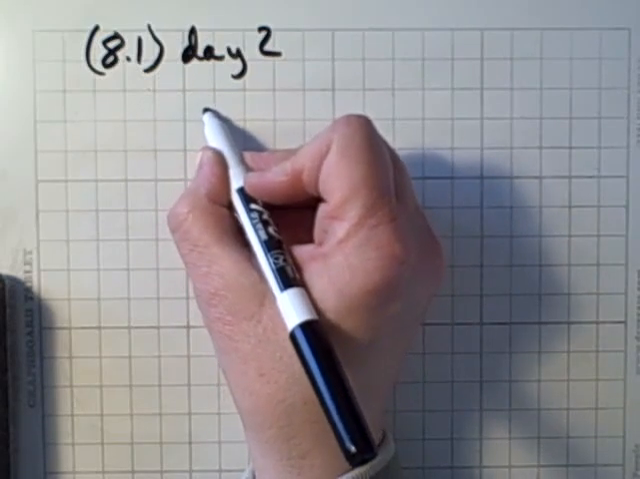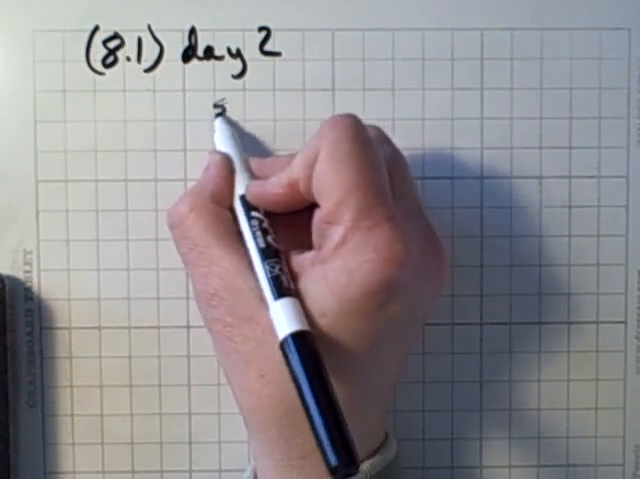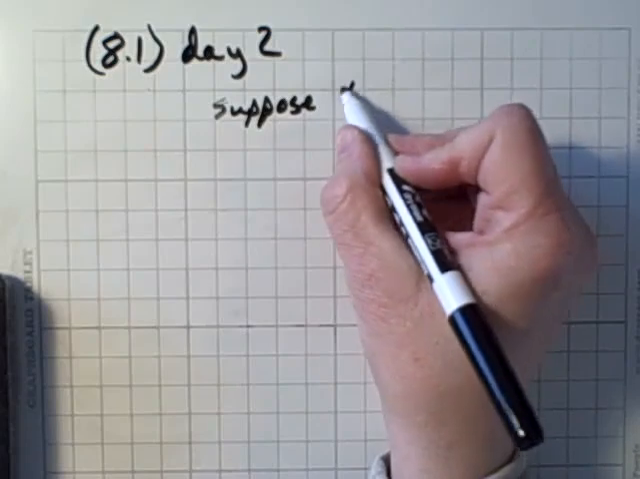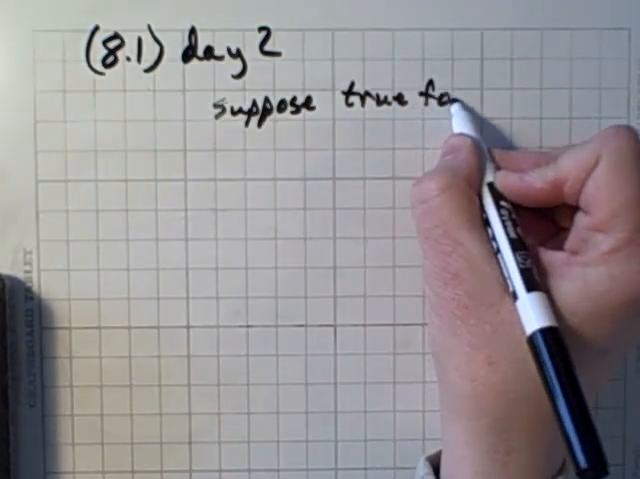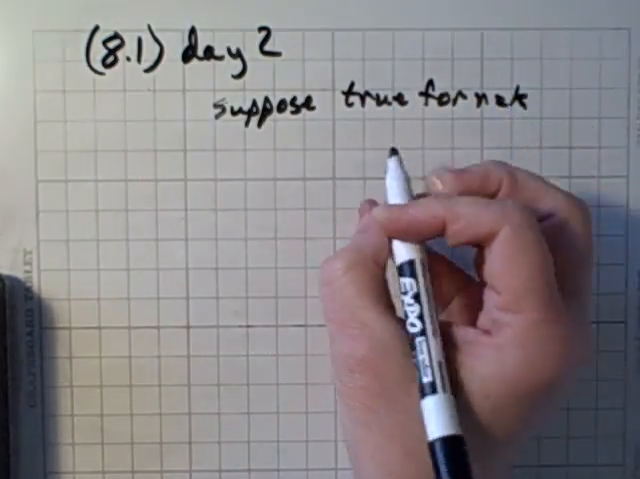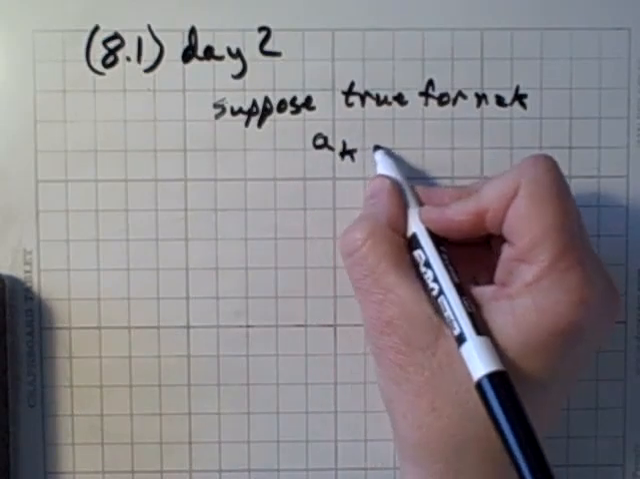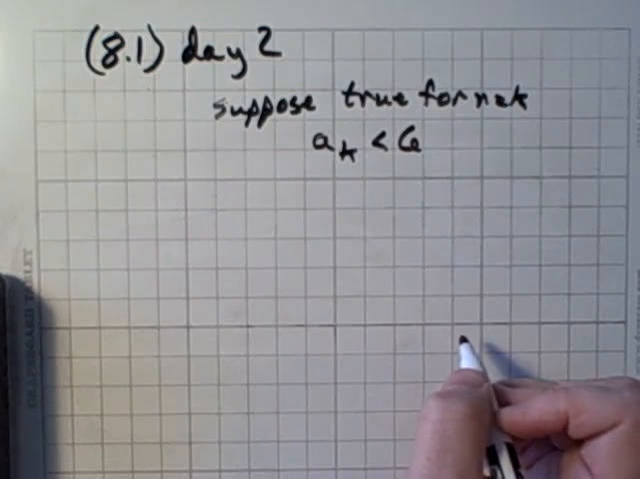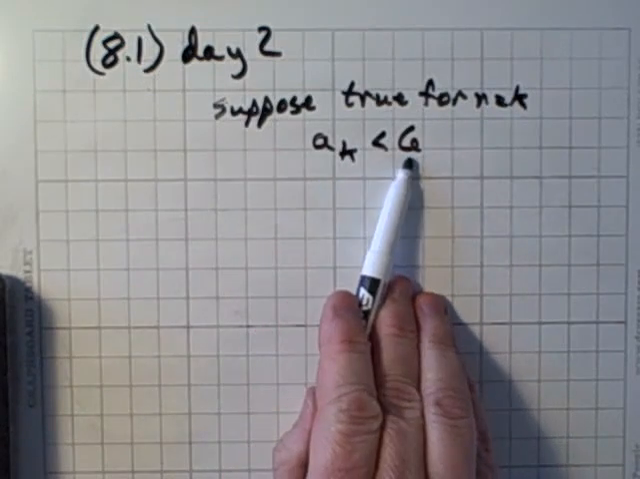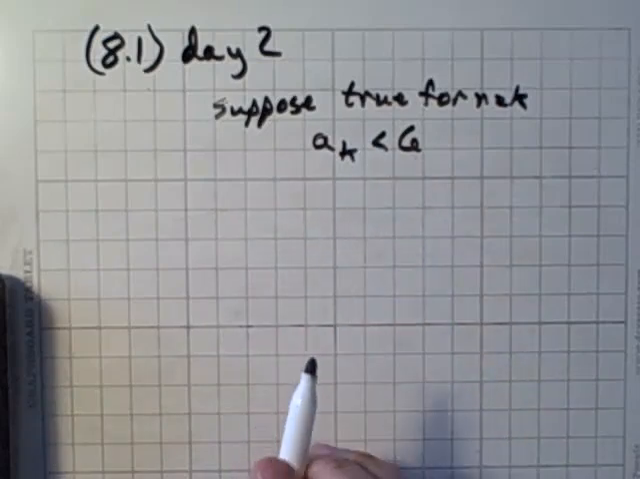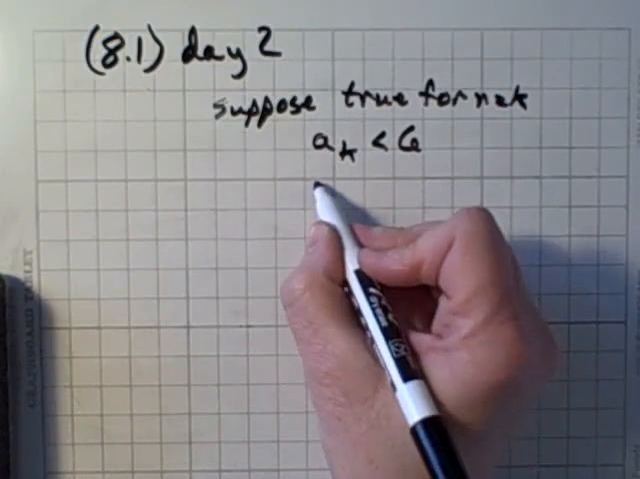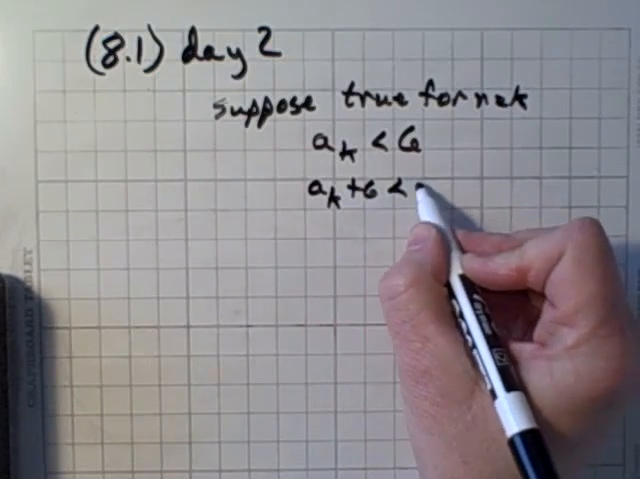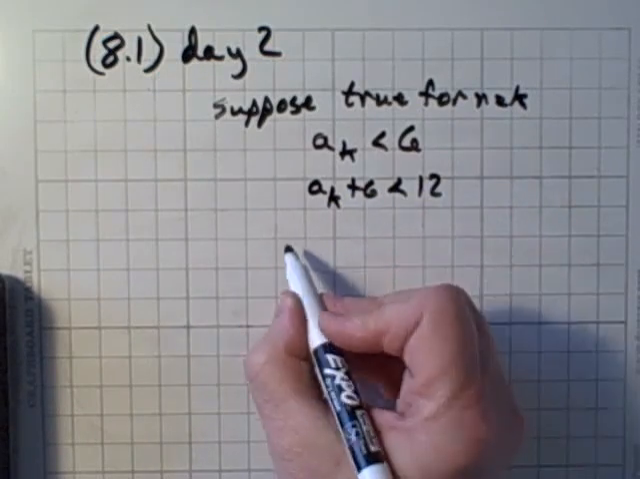Well, again, we begin by saying suppose that our statements are true for n equals k. In other words, that we have a term smaller than 6. We need to show that the next term is smaller than 6. Once again, we simply carry out the recursive part of the definition. Let's add 6 to both sides. So a sub k plus 6 is smaller than 12. Cut it in half.